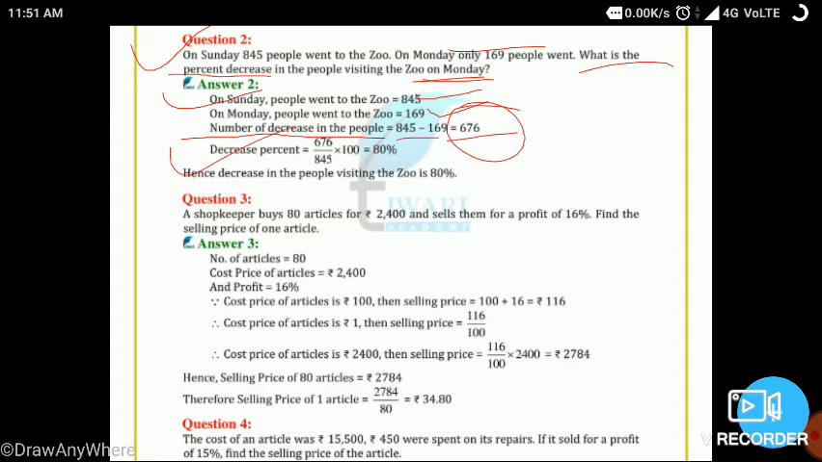Okay, so decrease percentage is equal to the difference between these 2 days upon the number of people who went on Sunday, multiplied by 100. Okay, so see, what is the difference? 676, right? And upon the number of people who went to the zoo on Sunday, which is 845, multiplied by 100. Okay, so this way you will get the final answer, 80%. So the decrease in the people visiting the zoo is 80%. Okay, understood?